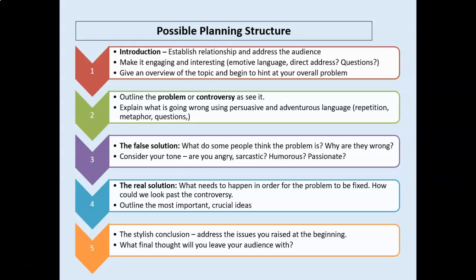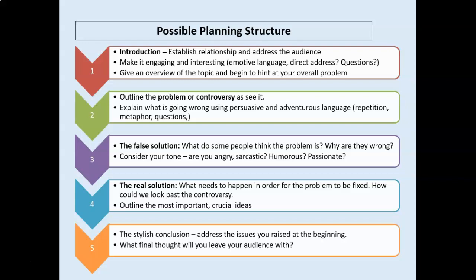So this might be something that a lot of people think is important, but you believe is not. Or some people think that the problem would be solved if we all did this, but they're wrong, and here's why they're wrong. For instance, some people think that if we just recycle, that's enough, but they're wrong because of these reasons. And finally, the final sort of section of your argument before you conclude is the real solution. What actually needs to happen for the problem to be fixed?